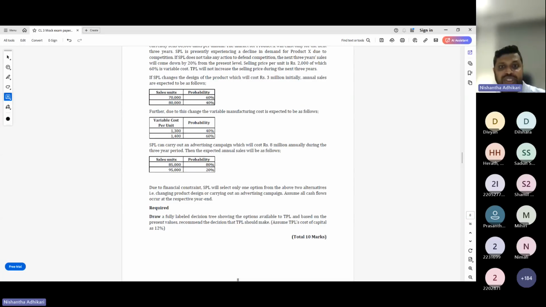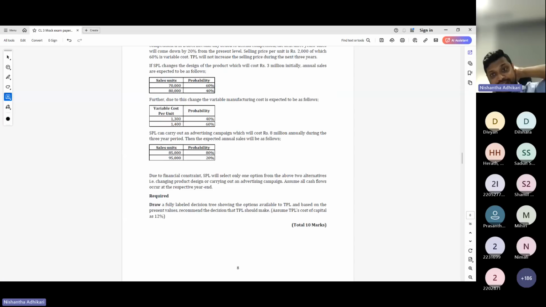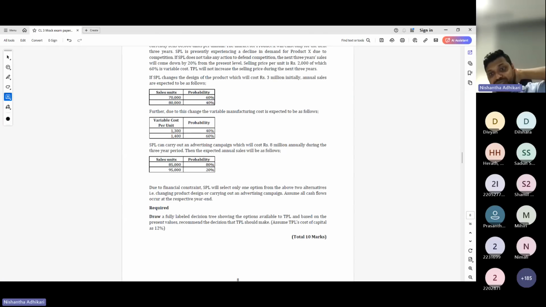Draw a fully labelled decision tree showing the options available to SPL and, based on the present values, recommend the decision that SPL should make. Assume SPL's cost of capital is 12%. You have to discount these cash flows because there will be 3 years of cash flows. First you have to develop the decision tree. Thereafter, you have to calculate the expected values. I will start to work it out.